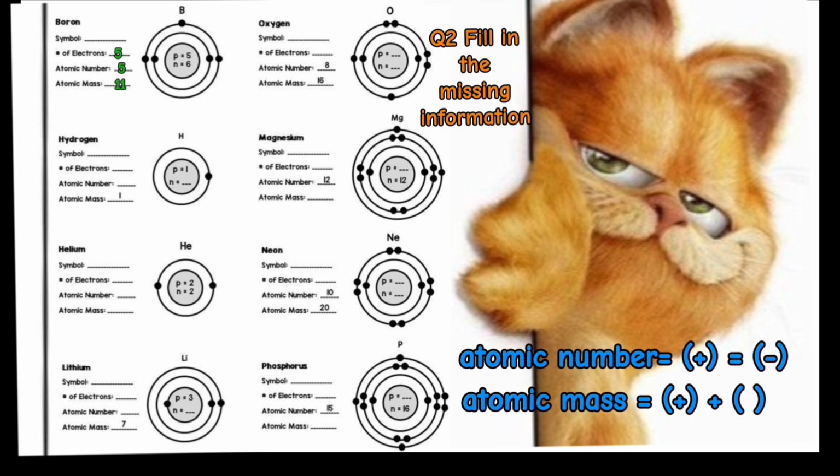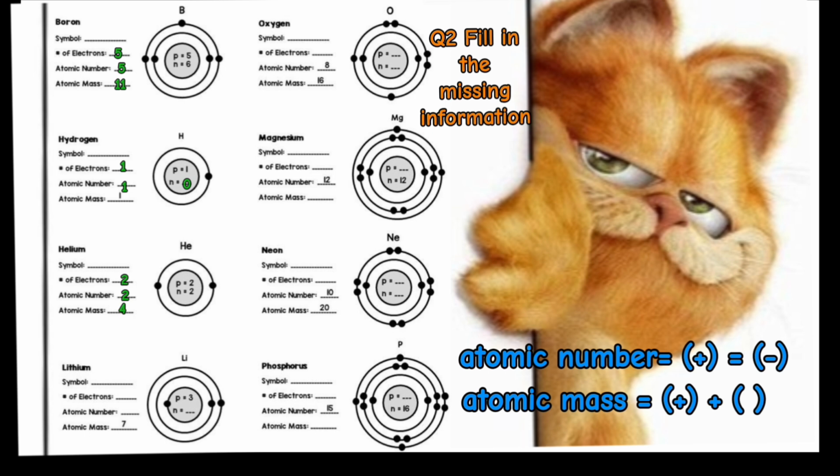The next atom is hydrogen. The number of electrons is 1, so the atomic number is 1. And the atomic mass is the number of protons and neutrons, and the number of neutrons is 0 because the atomic mass is 1 and hydrogen has 1 proton. The next atom is helium. It has 2 electrons, so the atomic number is 2. The atomic mass is 2 plus 2 is 4.